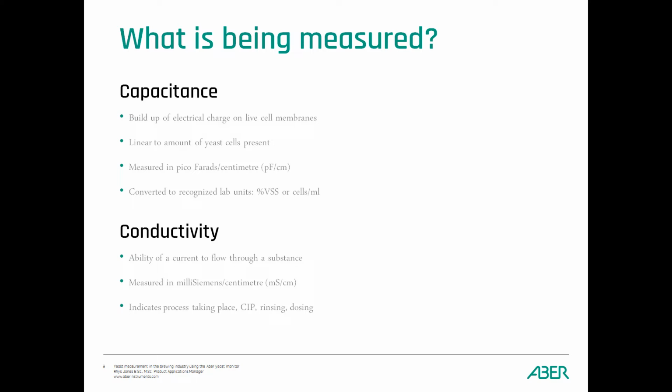Now, the conductivity, which is of course the ability of current to flow through a substance, is measured in Siemens, or millisiemens per centimeter in this case. While not being the primary unit of interest, it can provide valuable information about the process taking place, whether that be yeast, CIP, or rinsing taking place in the pipeline.